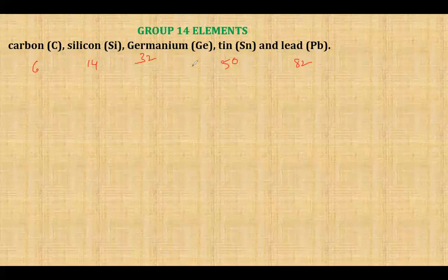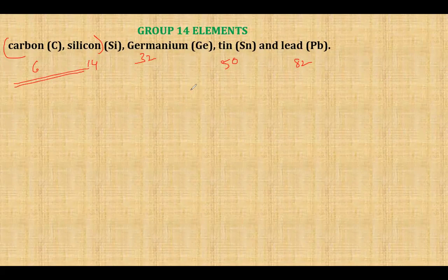In group 14, we need to study in detail the elements carbon and silicon, and the general properties and reactivity of this group. Out of this group 14, we need to concentrate on the first two.